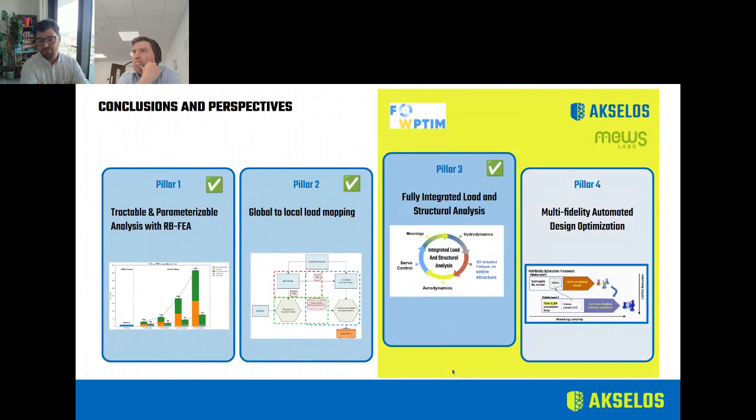So that brings me to the conclusions and the perspectives. What I presented to you today is the fully integrated load and structural analysis. And this is what we've termed as pillar 3 of our pathway to multi-fidelity automated design for floating offshore wind platforms. The first one is tractable and parameterizable analysis with RB-FEA. The second is the global to local load mapping, which I've mentioned. And the fourth one will be the automated design optimization.